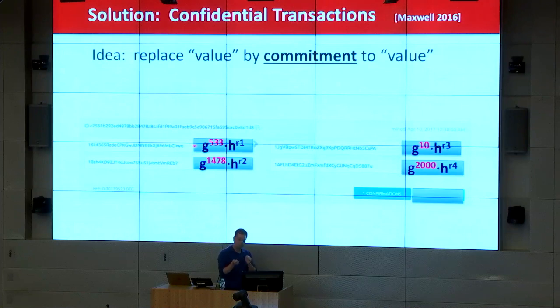So what is a commitment? A commitment is basically something that allows me to essentially hide what the value is. But once I commit to the value, I can no longer change it. So it's hiding in the sense that the value is unknown, but it's also binding in the sense that I can no longer change it after I've written down the commitment on the blockchain.